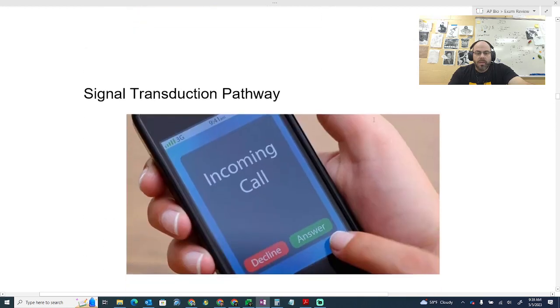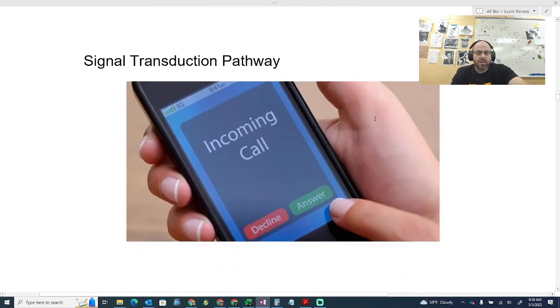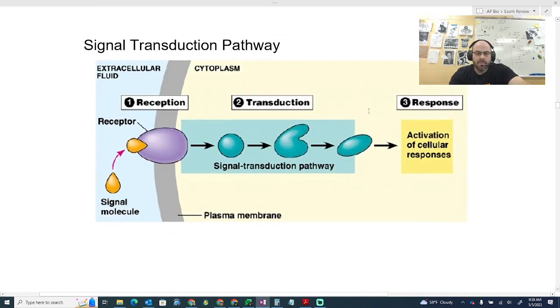So let's talk about the signal transduction pathway. Signal transduction pathway is a pathway in cellular communication that has three parts. This picture I'm sure that you've seen in your own classroom.